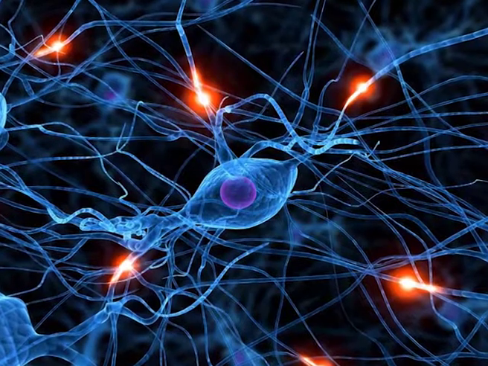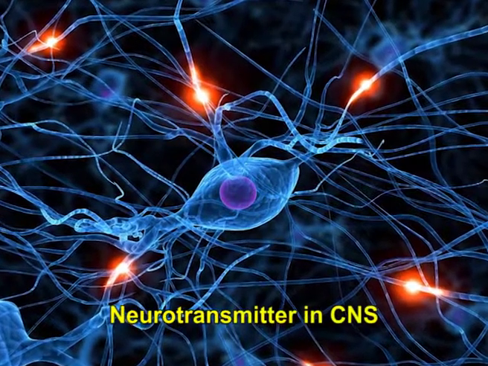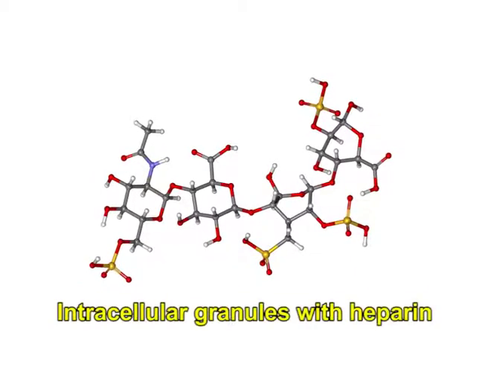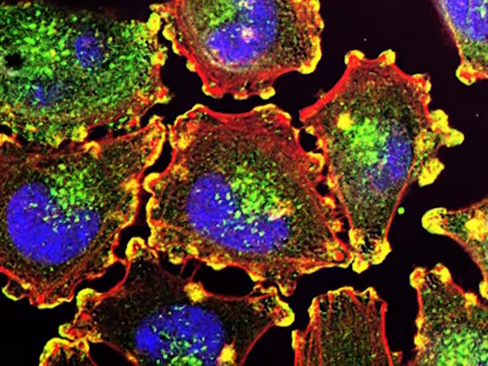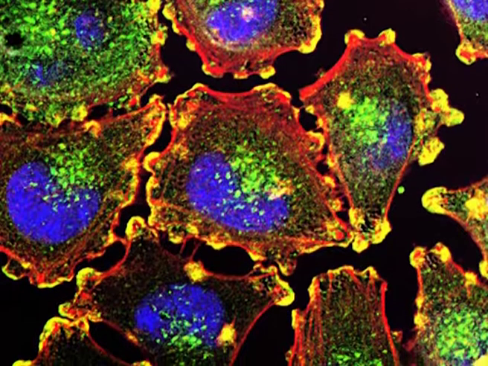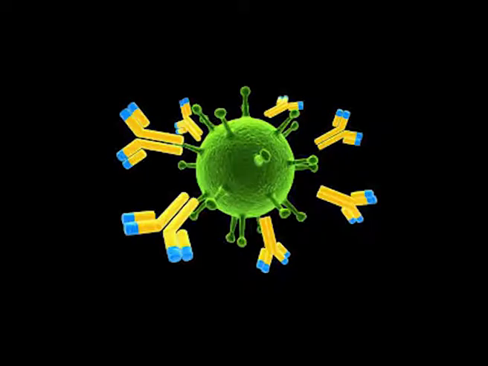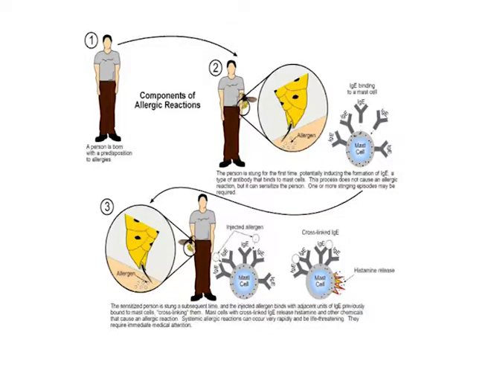In non-mast cells, histamine occurs as a neurotransmitter in the CNS. In mast cells and basophils, histamine is located in intracellular granules together with heparin. Histamine is released from mast cells by a secretory process during inflammatory or allergic reactions, regarding antigen and antibody reactions. The secretory process is initiated by a rise in intracellular calcium level, which you can see in figure number 1, components of allergic reactions, in detail.